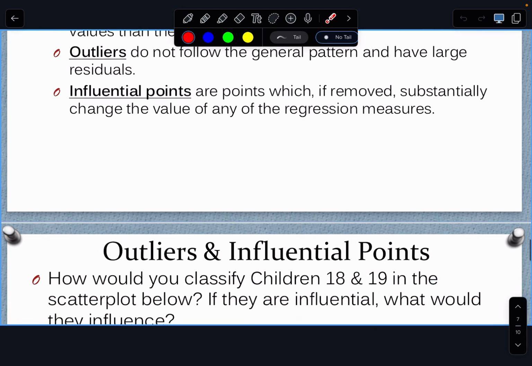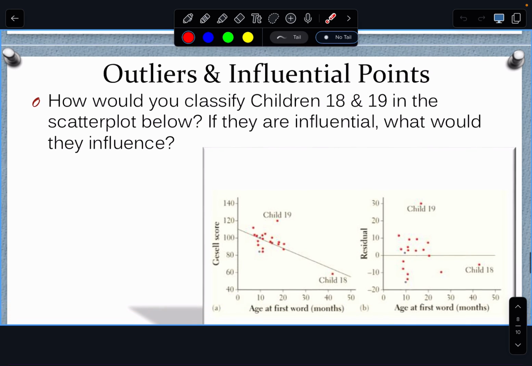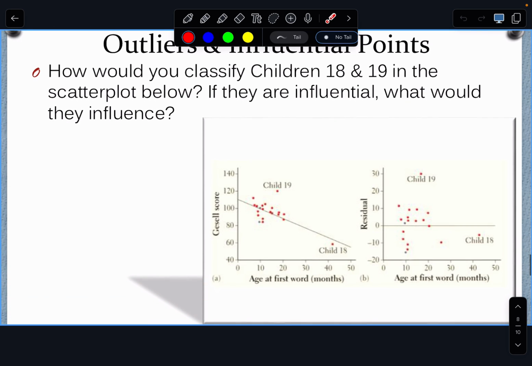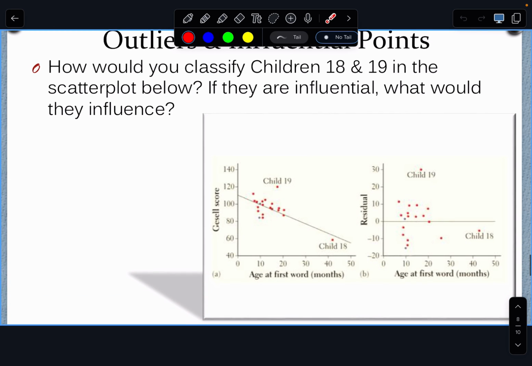Okay, so then another example here, so you guys can get a feel for what this looks like. It's kind of blurry on here, so do the best you can as you're looking at this. But if we're looking at this association, age at first word in months versus a Gesell score, it says, how would you classify children 18 and 19 in the scatter plot below? If they're influential, what would they influence?